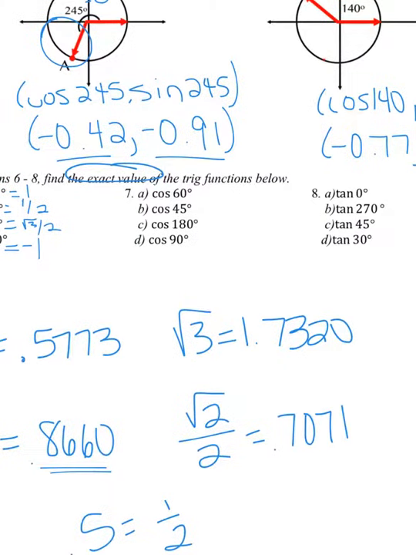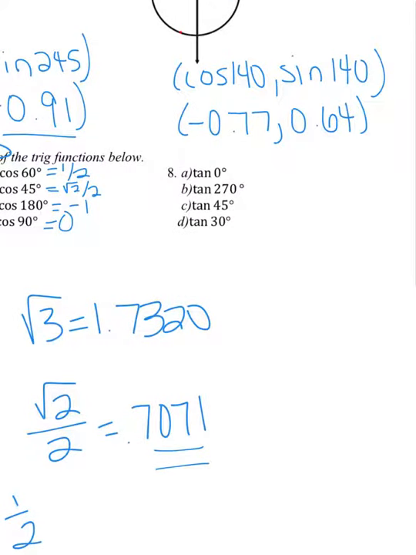Number 7, I type in the cosine of 60, I get 1/2. The cosine of 45 degrees, I get 0.7071, which is really the square root of 2 over 2 because this says exact value. The cosine of 180, negative 1, and then the cosine of 90, 0.